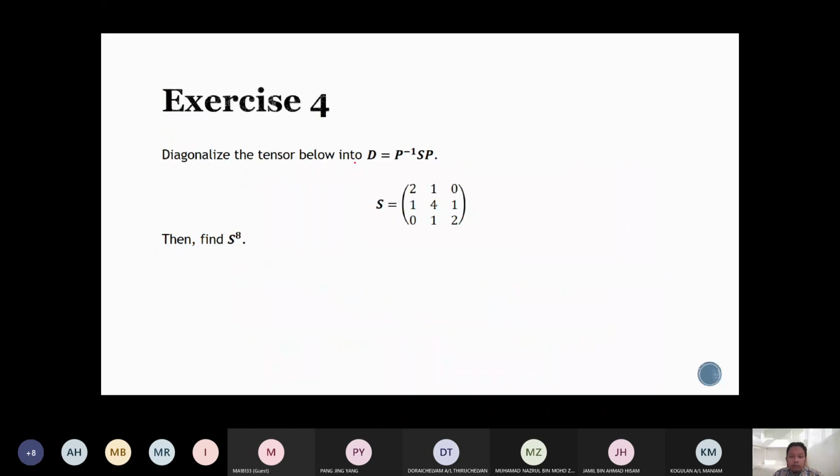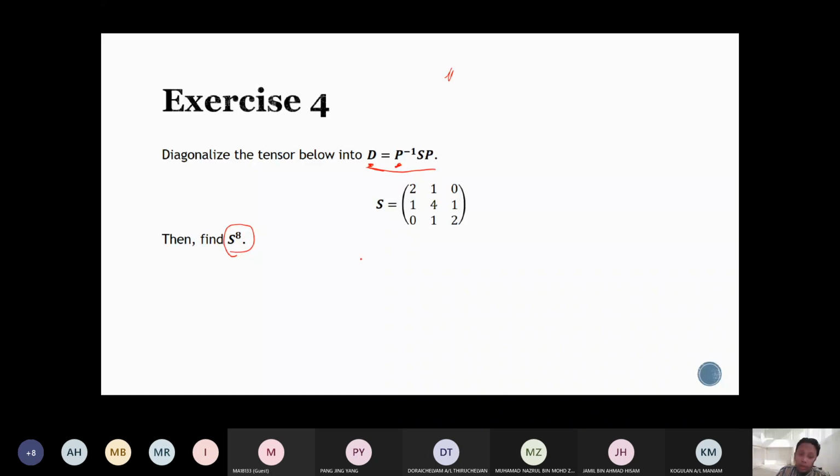Okay, so exercise number 4 is about diagonalizing a matrix. When you do exercise number 3 just now, then you can continue to do this exercise. It's the same question, but now you need to arrange the matrix D and P inverse. But the important thing is this S to the power of 8, how to find S to the power of 8 just from this. So I will show you how to do this.